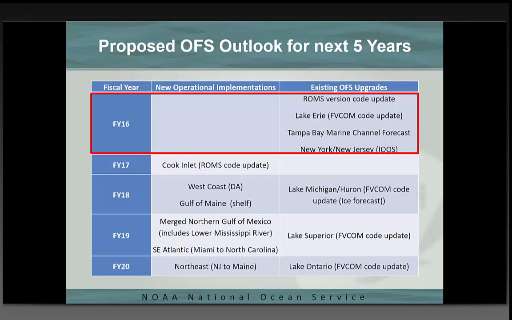Then coming through very quickly in 17 and 18 are some needed efforts, not only in Cook Inlet, our first Alaska regional model, but also starting to work more of these regional approaches on the West Coast, working with our partners at NESDIS and some of the RAs out there to get some of the capabilities. I'd like to point out that this Tampa Bay Marine Channel forecast is an integrated effort with the Weather Service to provide a combined atmospheric and marine channel forecast. It's the first of its kind. It's a pilot that started in the Weather Service in Tampa Bay, and we're bringing it over to NOS as the final home.